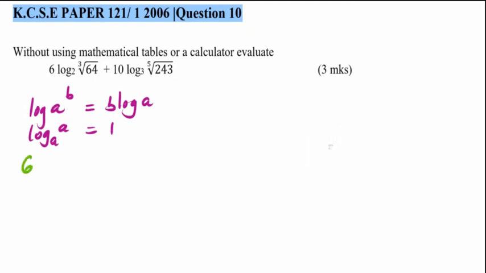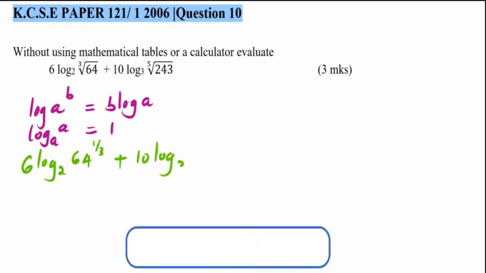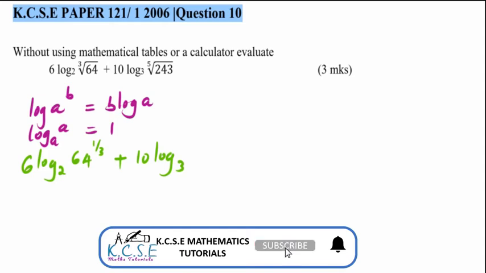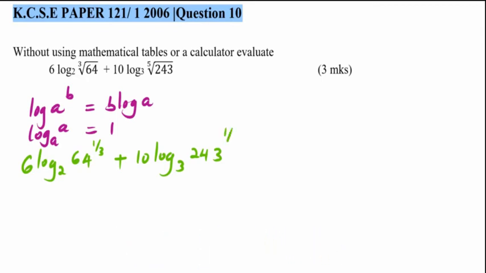So we get 6 log to the base of 2. We can write 64 raised to power a third, which is the same as the cube root of 64, plus 10 log to base 3. The fifth root of 243 we can write as 243 raised to power 1 over 5, which is the same as the fifth root of 243.